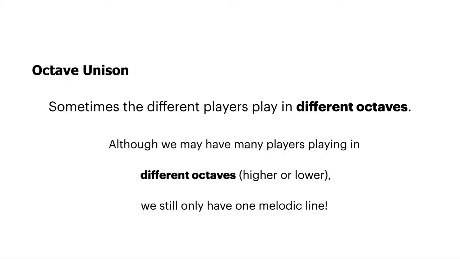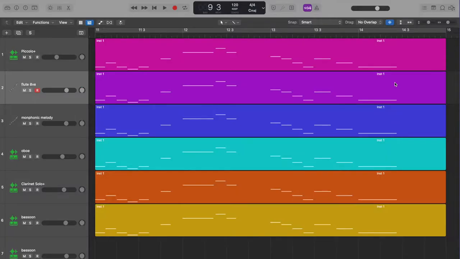The next more complex texture is exactly the same, but now the different voices play in different octaves. So we have several voices or instruments playing the same line, but higher versions and lower versions of the line. We've got five voices playing the line. I've decided to use samples of woodwind instruments for this exercise, just so that you can hear what they sound like. Let's listen to them all playing in octave unison. Some of the notes are high, like in the piccolo. Some of the notes are low, like in the bassoon.